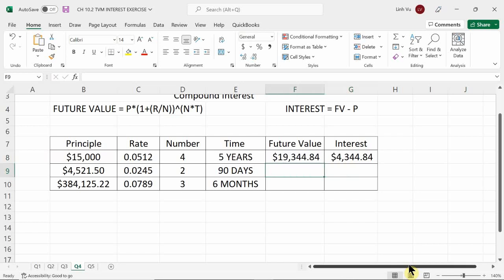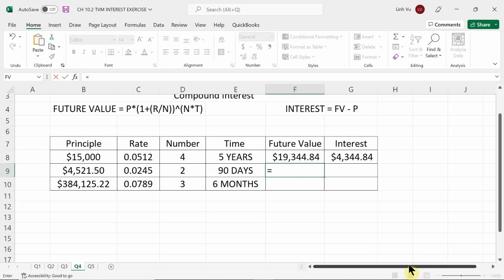$4,344.84. Good, right? So what if I had a short-term loan that was only for 90 days, but it got compounded twice for those 3 months? How do I calculate that? Same thing, right? We have to go through exactly what we went through.